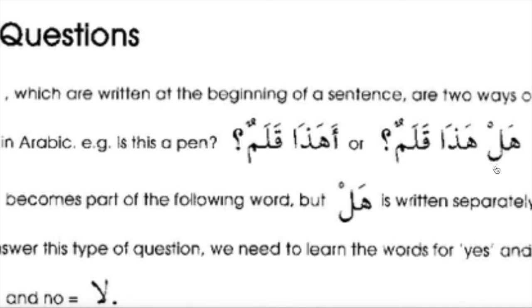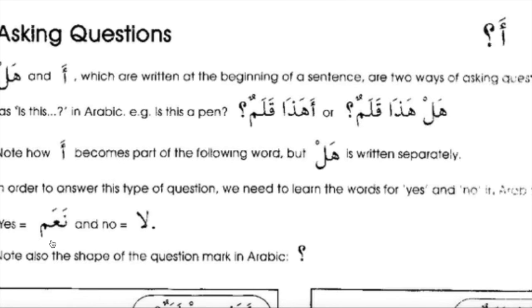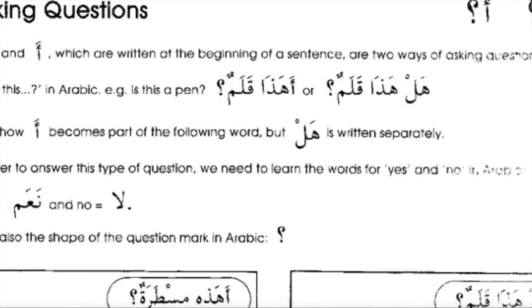So will you remember that? Both mean the same. You use hal and a when you are not sure about what you know. And how do you answer it? If you ask somebody, you think a pencil is a pen. If you say, is this a pen, what will be the answer? Yes or no. So how do we say yes or no in Arabic? Yes means na'am, and no means la. Remember that. Always, questions that start with a and hal, the answer starts with either na'am or la. Let's do some examples, inshallah.